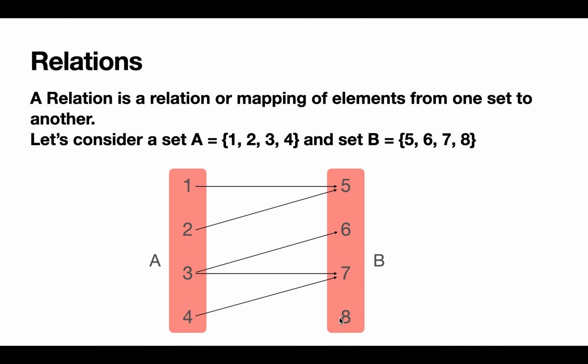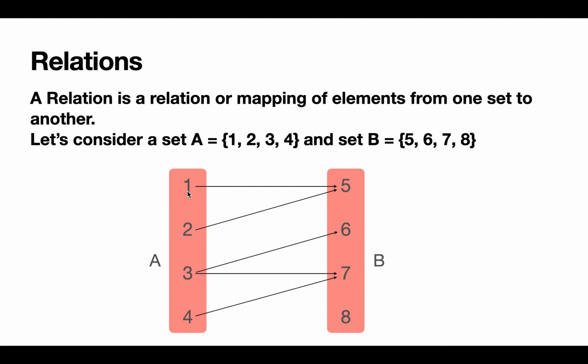A relation is nothing but, if you look here, on the left side is set A, which contains four elements 1, 2, 3, 4. And on the right side you can see that it contains four elements: 5, 6, 7, 8. Not every element needs to be related. It is up to you.